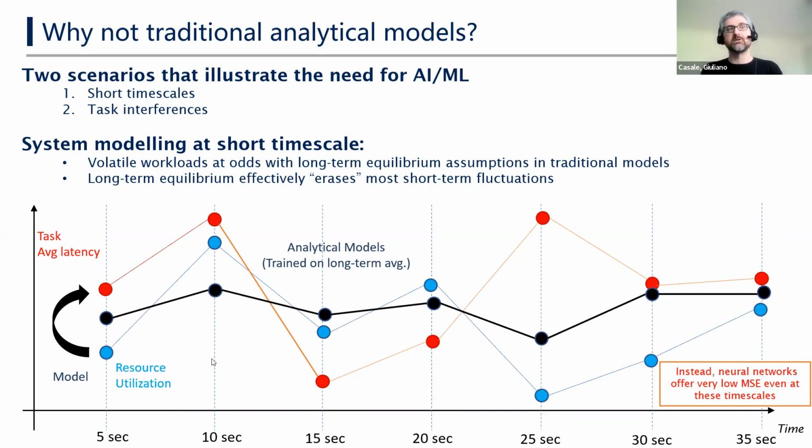There are others, like, for example, general accuracy can still be higher with AI machine learning methods than with traditional methods, even in longer time scales. But this gives you an intuition on why we really need to look at neural networks due to this time scale aspect.